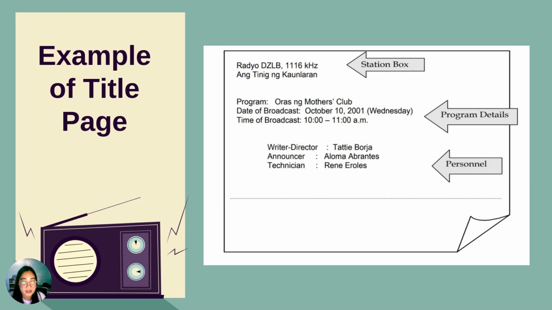Below the station box, we have the program details, which include the program, the date, and the time of broadcast. In our example, we have the title of the program, Oras ng Mothers Club. The date of broadcast is October 10, 2001, which is a Wednesday, and the time of broadcast is for an hour, which is 10 o'clock to 11 a.m.